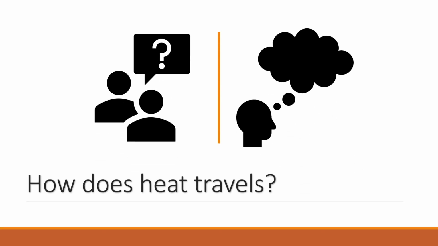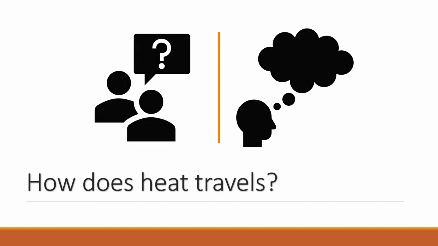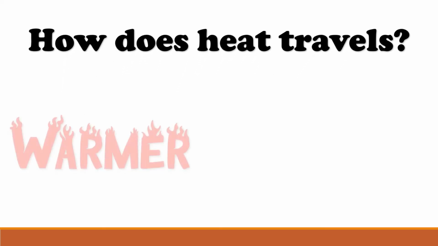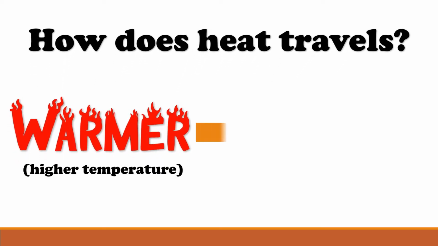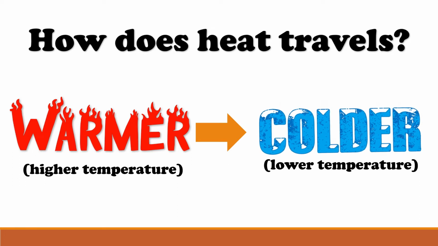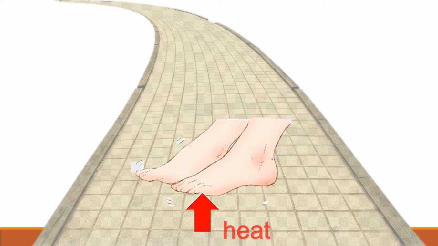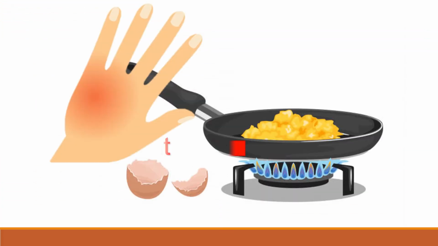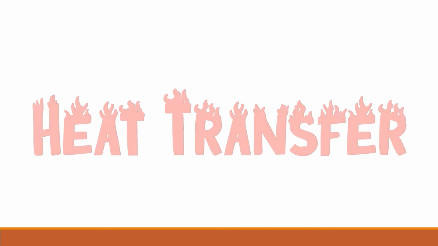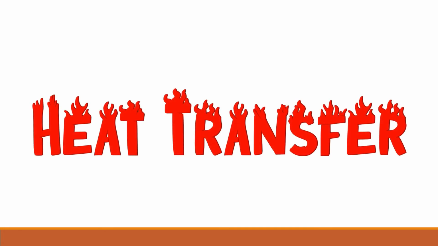How does heat flow? What should be the temperature of the source compared to the temperature where heat will go? If two objects at different temperature are brought together, energy is transferred. That is, heat flows from the hotter object to the cooler object. The heat from the pavement transferred to your feet, and the heat from the hot pan transferred to your fingers. These are examples of heat transfer.